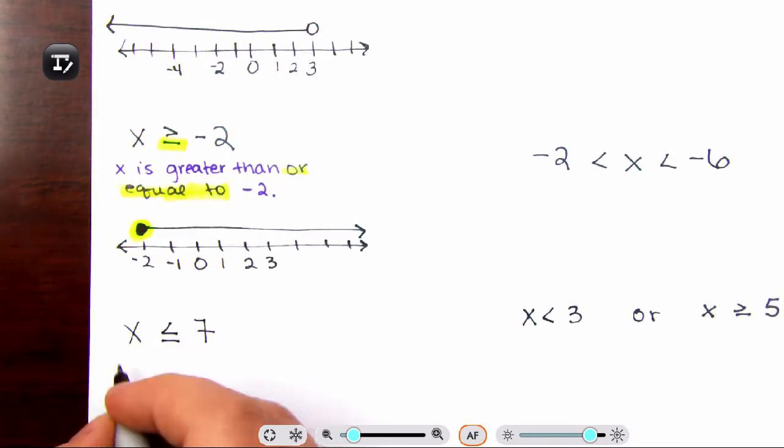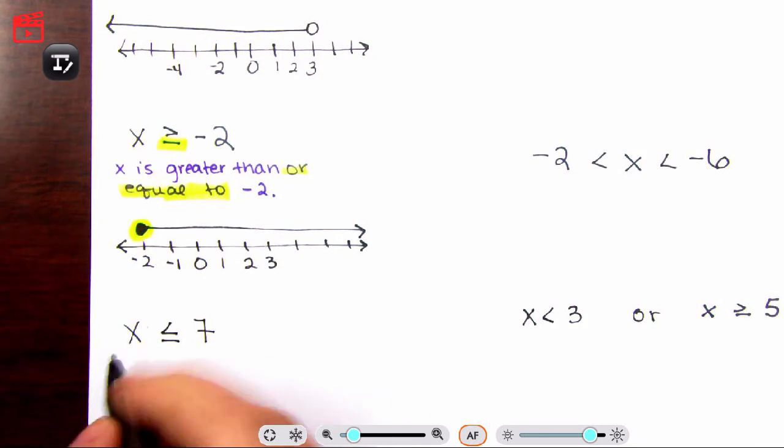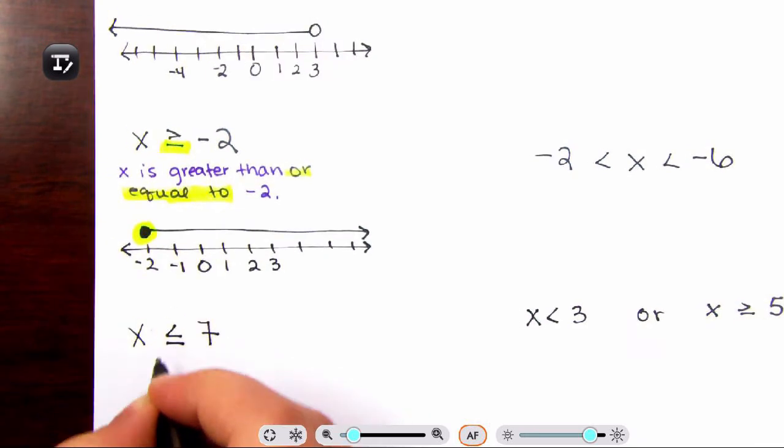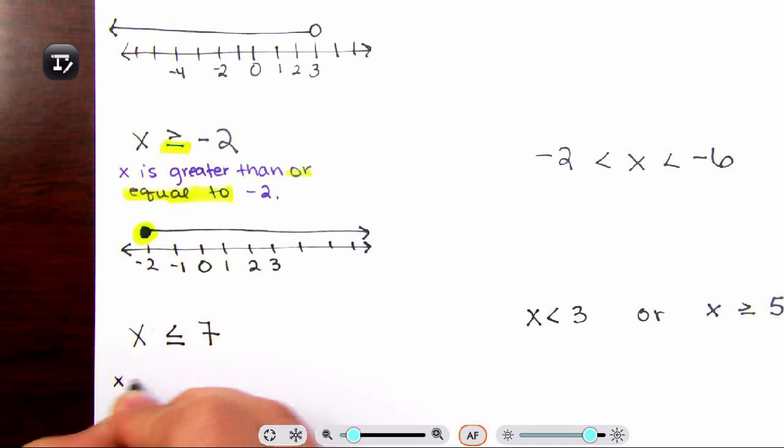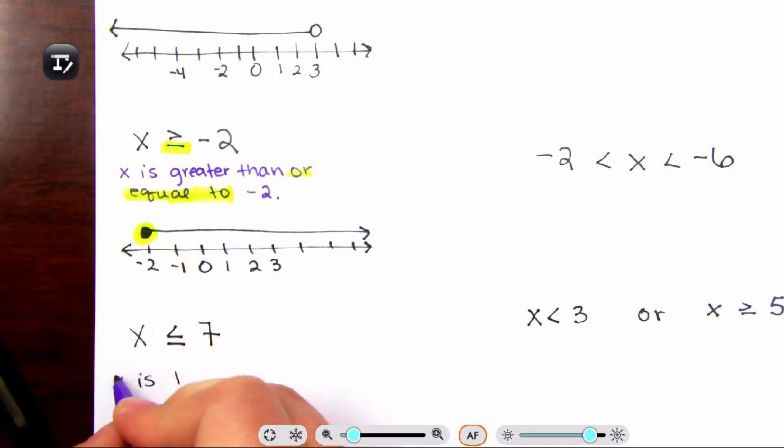And one more, we have X is less than or equal to 7. Oh, let me change color just to remain consistent.